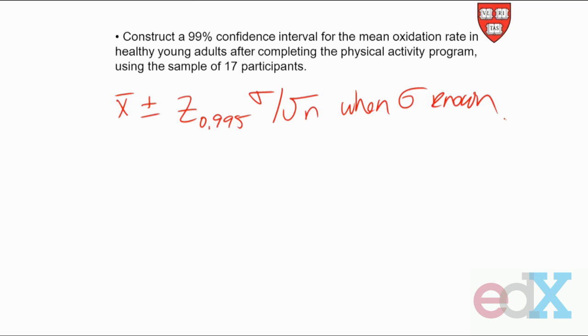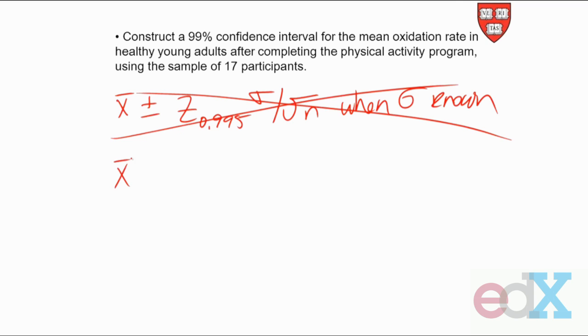However, we don't know sigma in this population of healthy young adults who completed that program, so it's not reasonable to use this confidence interval. Instead, we should look at x bar plus or minus the t distribution with 16 degrees of freedom, using that cutoff, times the sample standard deviation over the square root of n. Open up Stata and we'll do that calculation.